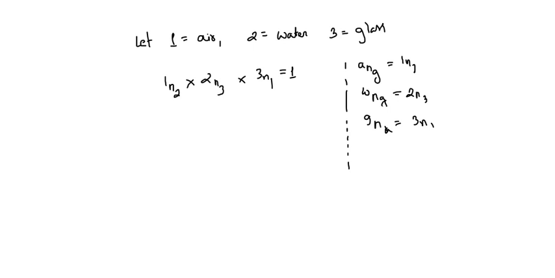So 2n3, how can I write 2n3? 2n3 can be written as 1n2 into 2n3 into 3n1. Now 3n1 is what? You are trying to find the relative refractive index of air with respect to glass, but air is 1 only, no? So it would be what?